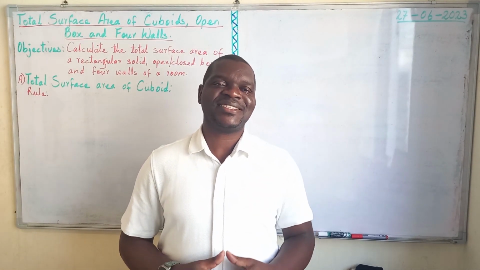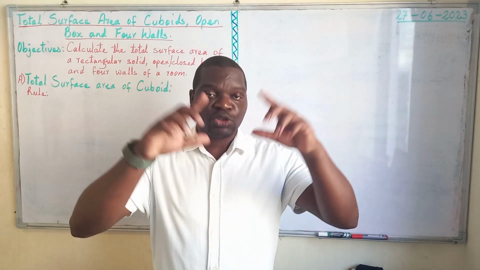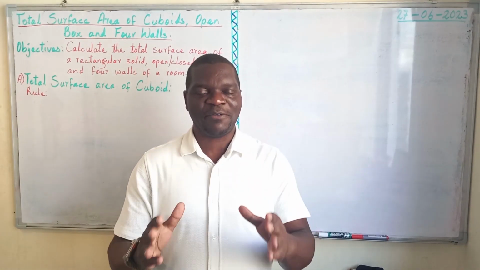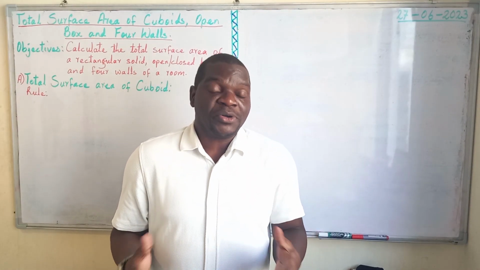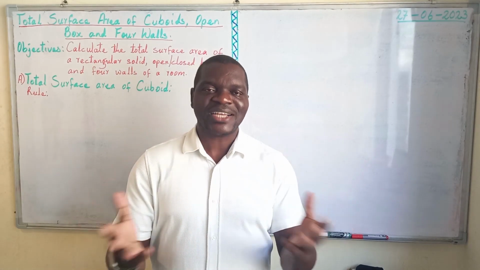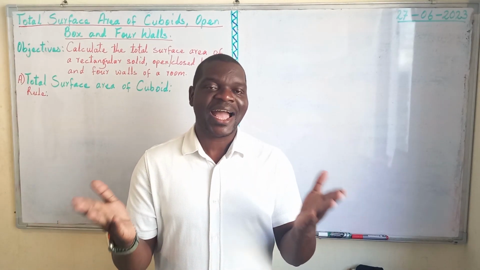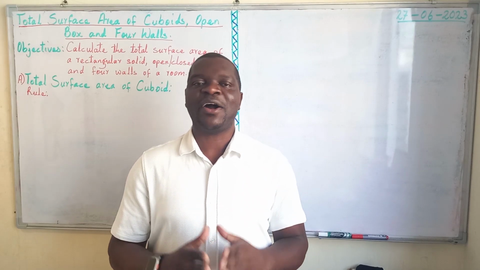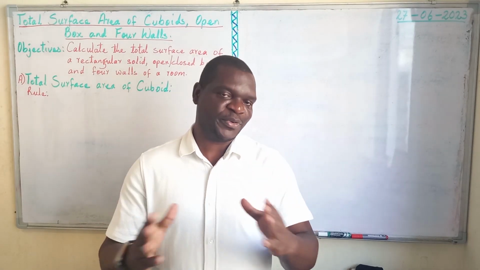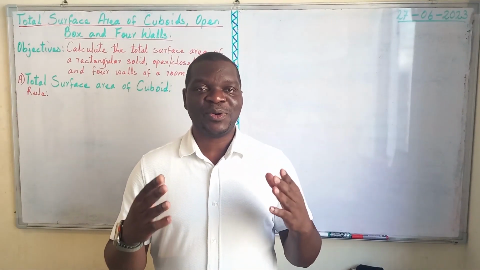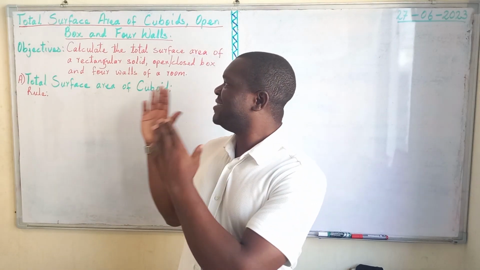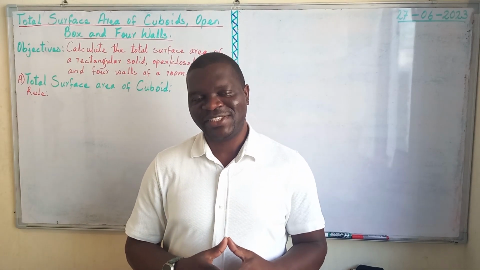So in today's lesson, we are going to be looking at the total surface area of a rectangular solid. We are also going to look at the total surface area of an open box as well as the area of four walls of a room. Stay put as we go deeper into looking at the different aspects of this shape.